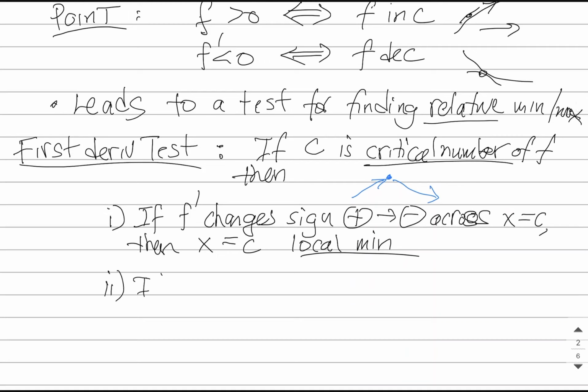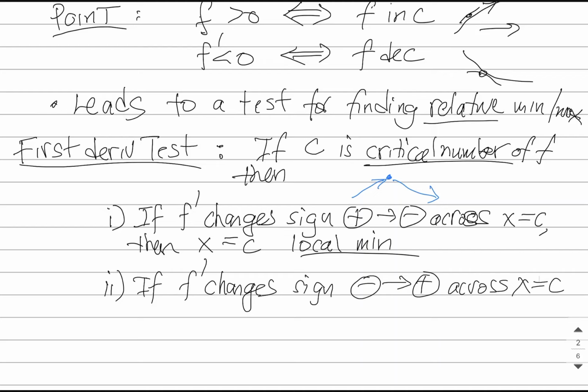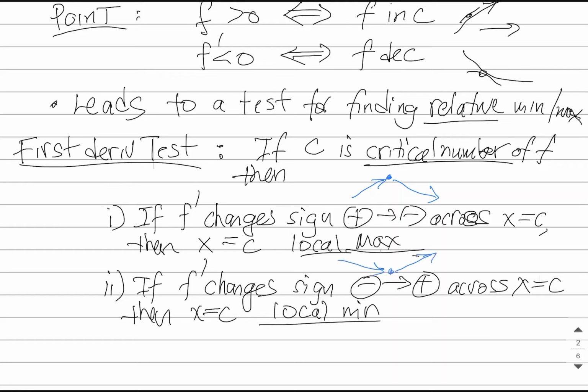Now, similarly, if f prime changes sign from negative to positive across x equals c, then we'll say that x equals c is a local, up here I wrote min when it should be max. A local maximum, my mistake. And here, when f prime changes sign from negative, which means the function is going down, to positive, which means the function is going up, that's what we talked about with the mean value theorem, that means we have to have a local min at x equals c.